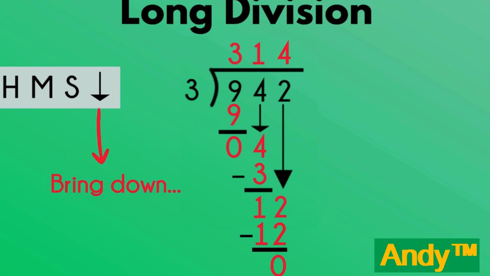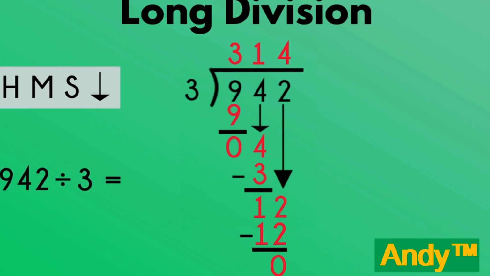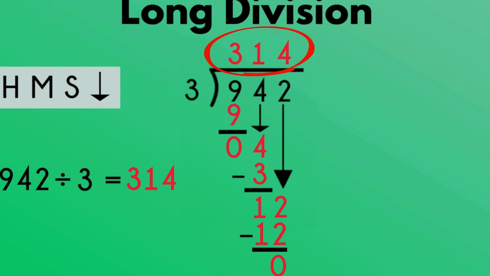The next step is bring down, but there are no more digits to bring down. This means we've finished. The 0 here tells us that there are no remainders. We have worked out that 942 divided by 3 equals 314. Long division can be a tricky skill to learn, but it does get easier, so practice as much as you can.